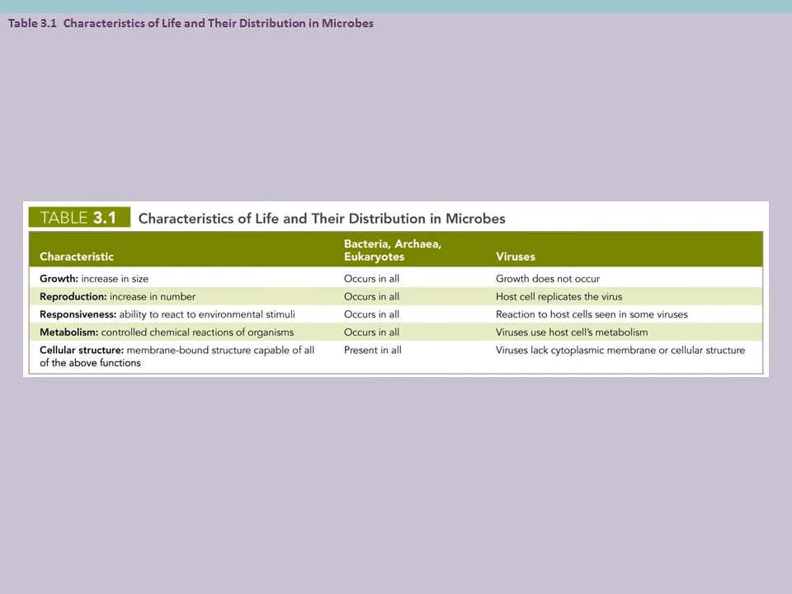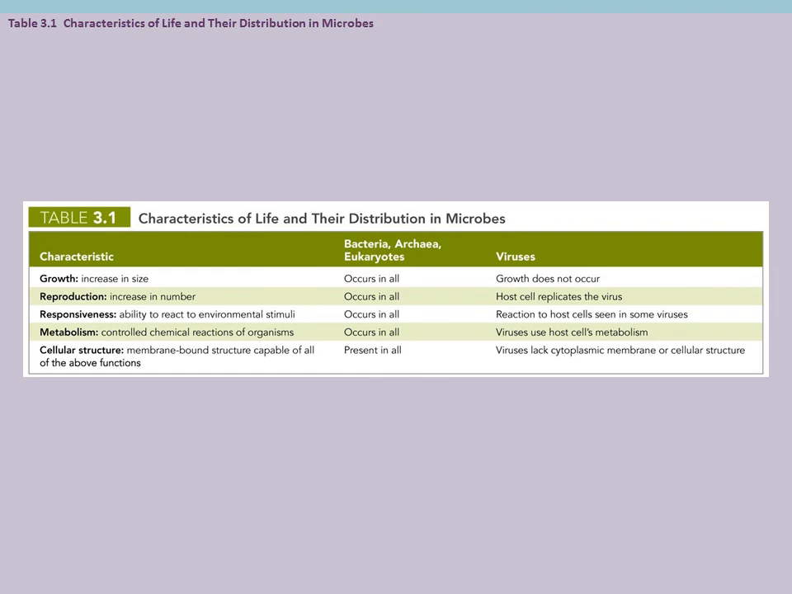Responsiveness is how do you respond to various stimuli that are present in your surrounding environment. Metabolism is the chemical reactions that are occurring in the organisms that are necessary for its survival. In this case, all organisms are capable of carrying out metabolic processes. Viruses do carry out some, but they are also very good at utilizing their host cells' metabolism.